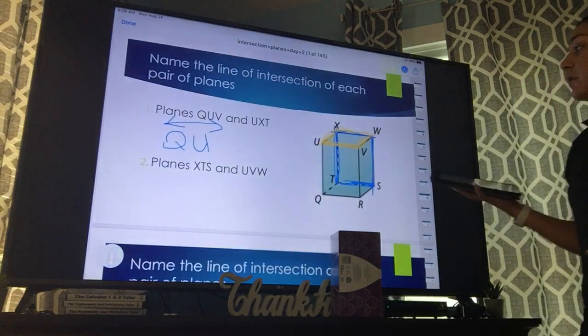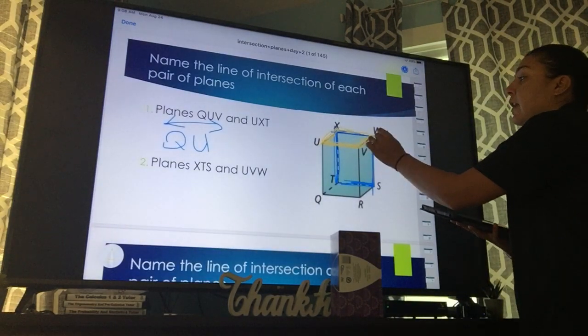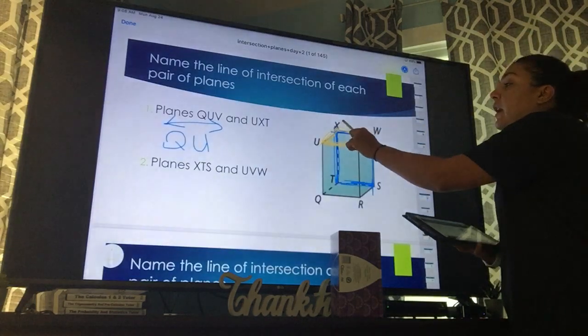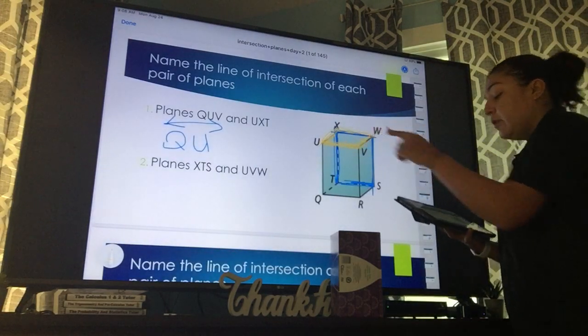And then where does it cross both colors? Well, I got yellow, yellow, yellow, yellow, blue. Okay, so the yellow, blue area. So it's either going to be XW or WX.